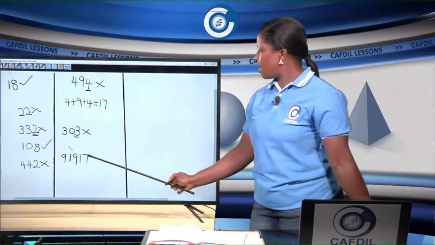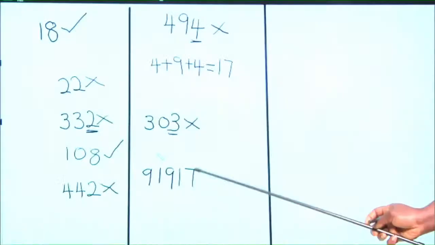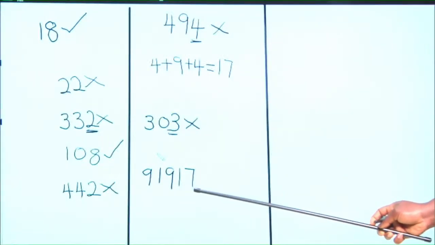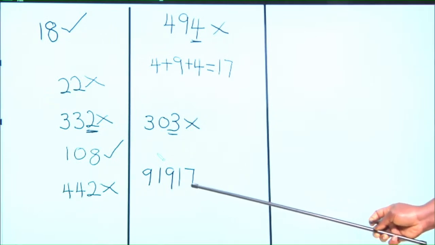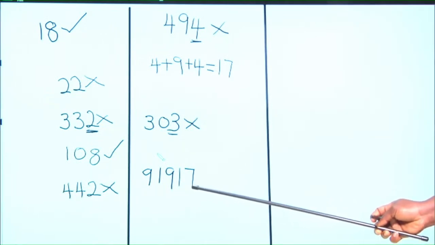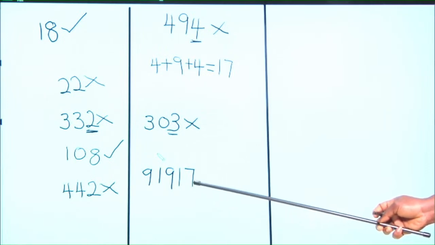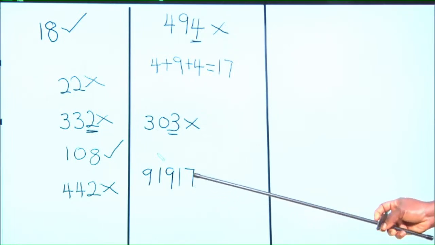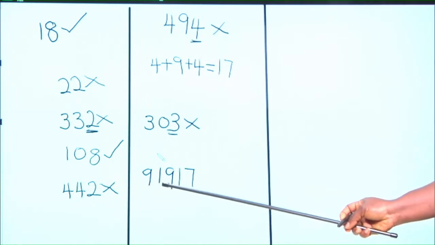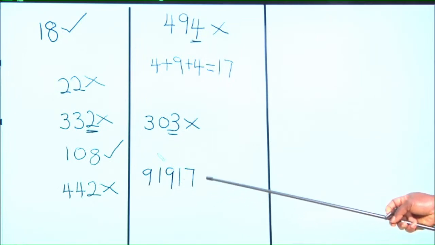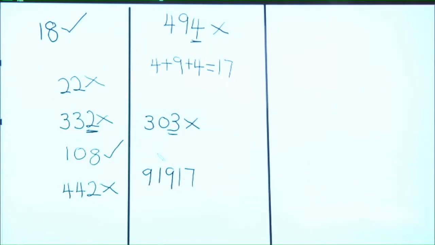Let's check if the last digit of this number is even. The last number is 7. Is 7 an even number? No, 7 is not an even number. So we can say that 91,917 is not divisible by 18.